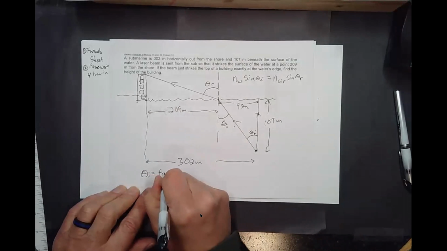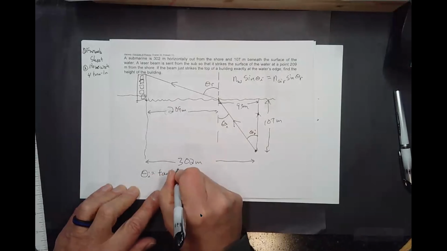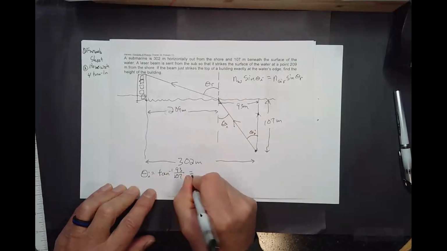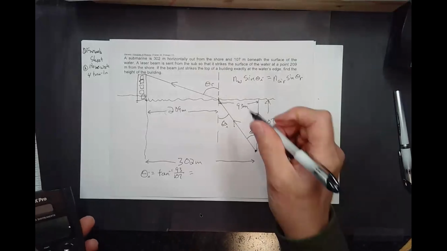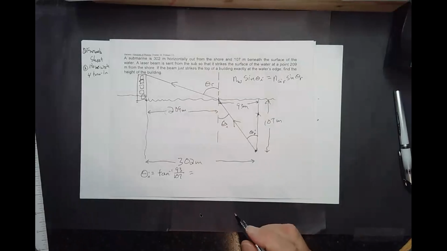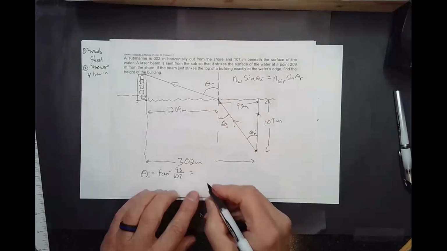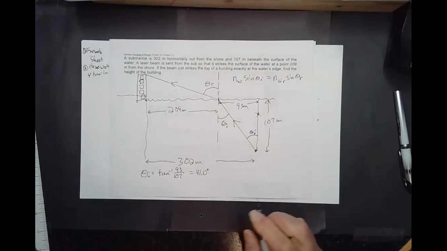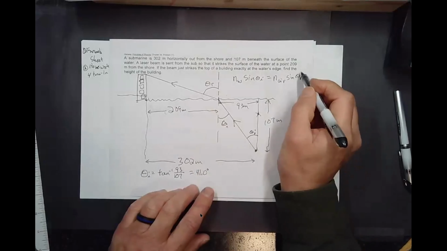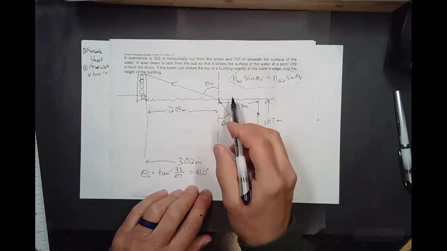So it's just the number. The hard part on here was drawing the picture, I think. I get 41.0 degrees for that thing. Now I can apply Snell's law here.